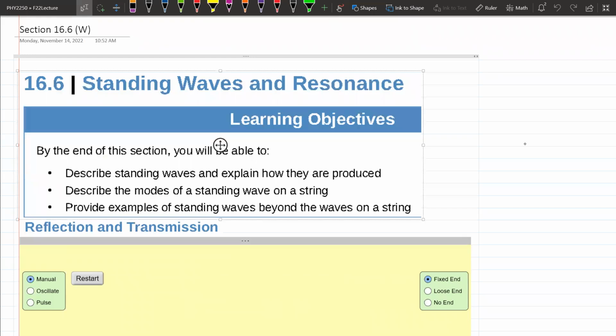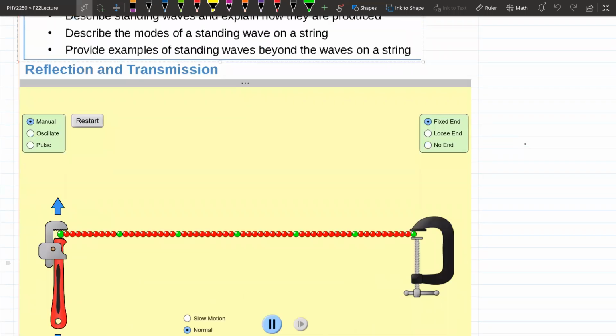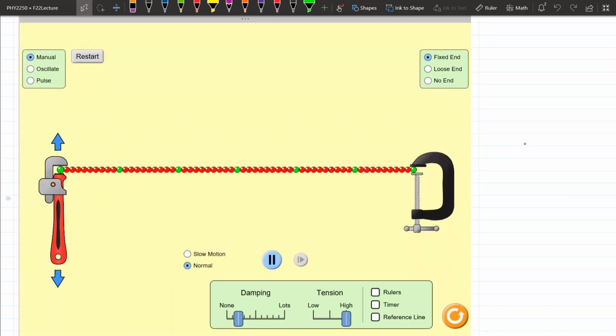For example, a particular guitar string, a particular viola string, and we're basically dealing with waves on strings still. But all of this will be applicable no matter what type of waves we're talking about. This is a neat little demo from the PHET simulation, so I'll post the link to this on Canvas. That way, if you want to play around with it, you can also do that.